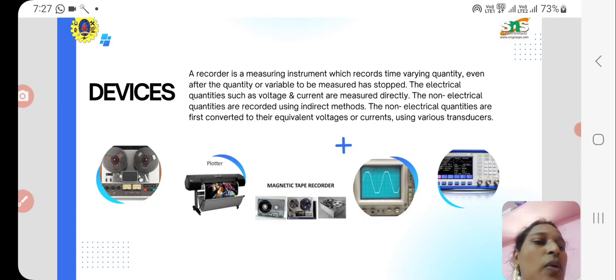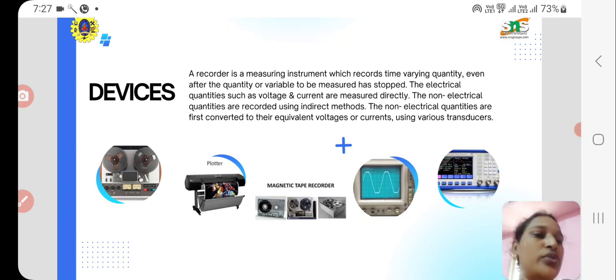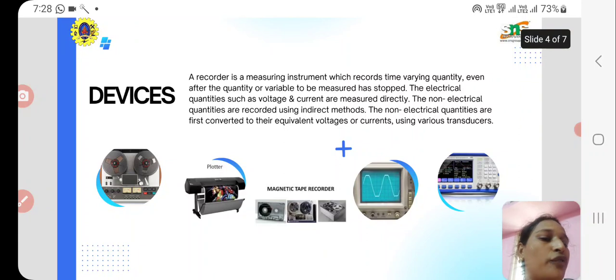The non-electrical quantities are recorded using indirect methods. These non-electrical quantities are first converted to their equivalent voltage or current using a suitable transducer, and the converted values are amplified in order to intensify the signals. Then they are sent for data analysis, where the data is properly analyzed, and the values are stored in the data storing element. There comes the role of the storing elements.